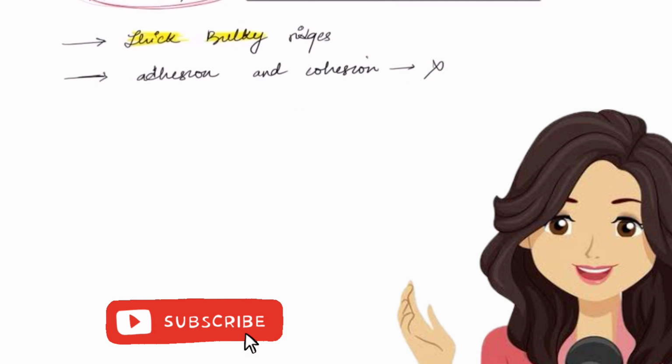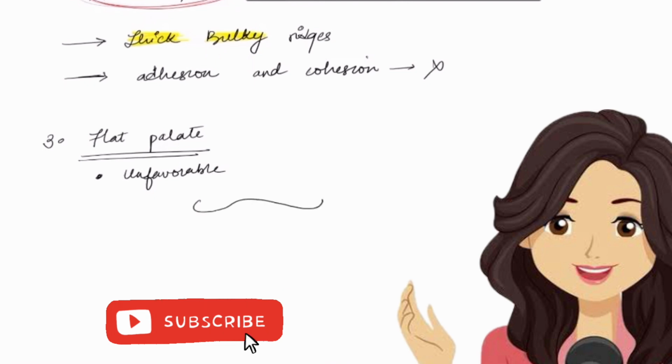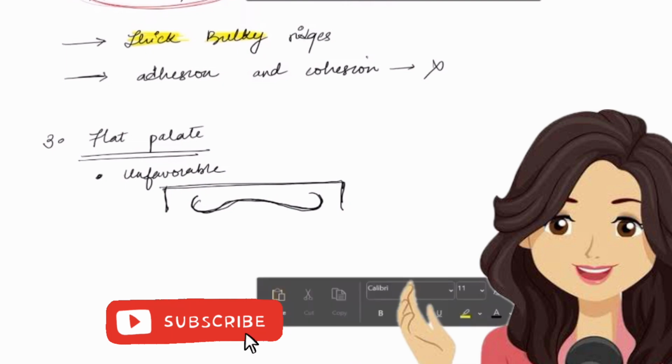So that is something that we need to take into consideration. The third anatomy that we see is a flat palate. We see a lot of flat palate these days in clinical practice also, very unfavorable clinically. The reason is that there is absolutely nothing that gives you retention, stability and support. So from the very beginning, you need to search for alternate means of retention, alternate means of gaining stability and support.